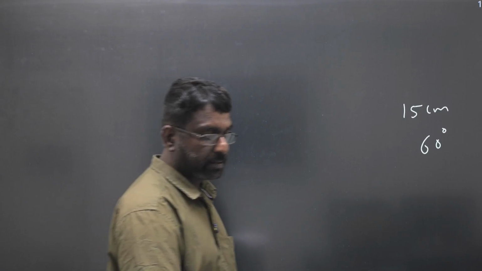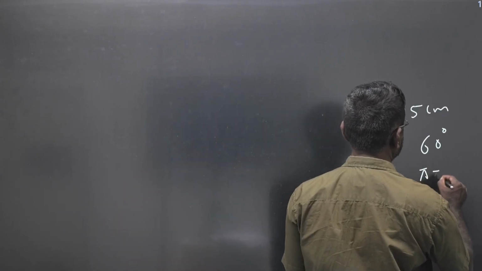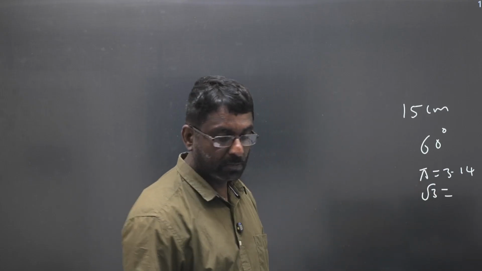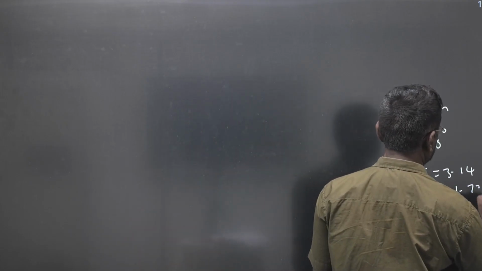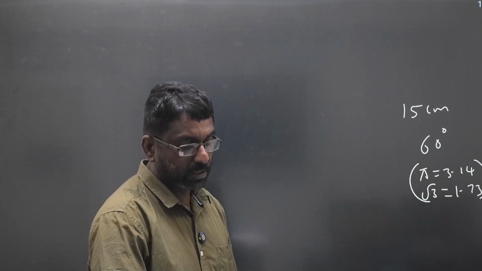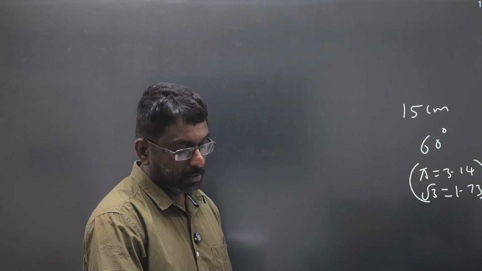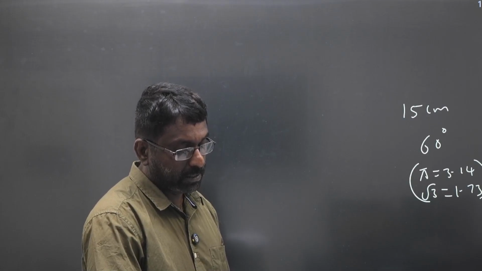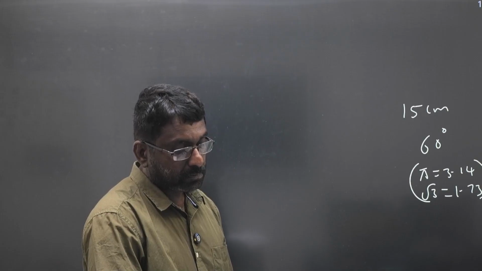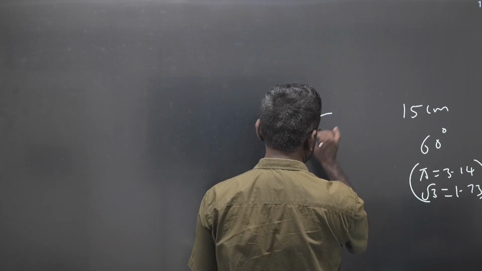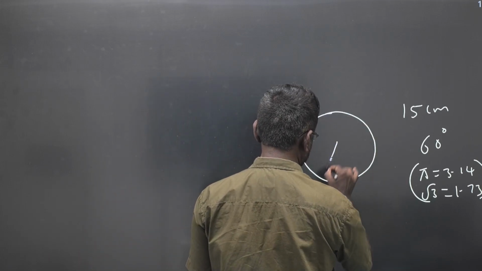Also given that pi is equal to 3.14, root 3 equal to 1.73. That is also given in the question. Okay, the chord of a circle of radius 15 centimeter subtends an angle 60 degree at the center. Suppose this is the figure. This is the rough figure.